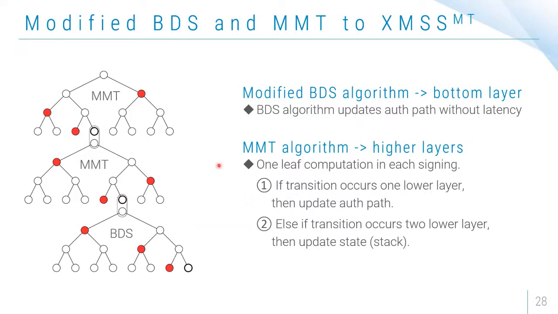I'd like to show how to apply the modified BDS and the MMT algorithms to XMSSMT. On the bottom layer, we just use the modified BDS algorithm. On higher layers, the MMT algorithm is used, but we want to minimize leaf computations on higher layers using this condition. I will show an example.